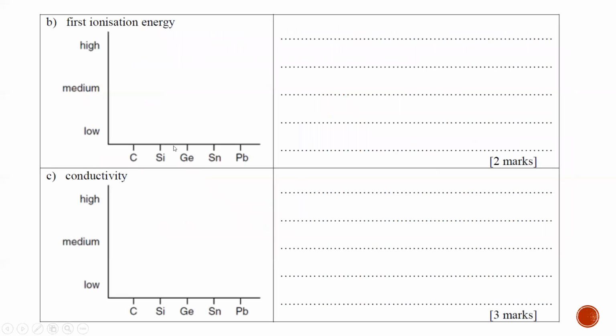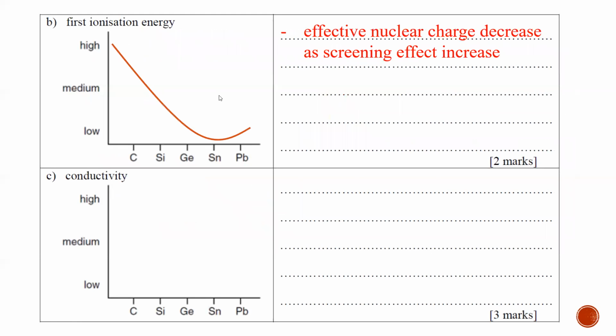Then we move to 7B. In terms of ionization energy, it generally decreases, but when it comes to lead, it is slightly increased. So why is the first ionization energy higher? Because effective nuclear charge increases as the screening effect increases. Furthermore, lead has an ineffective screening of the 4f orbitals, which is the reason why lead has a slightly higher first ionization energy compared to tin.